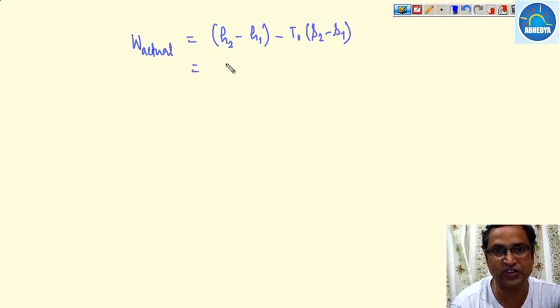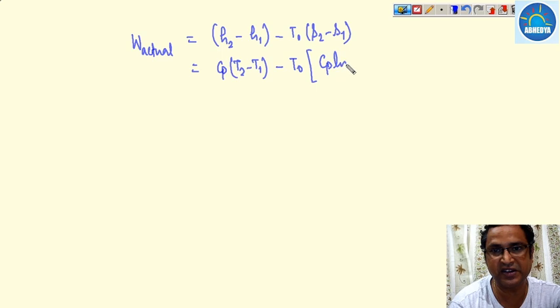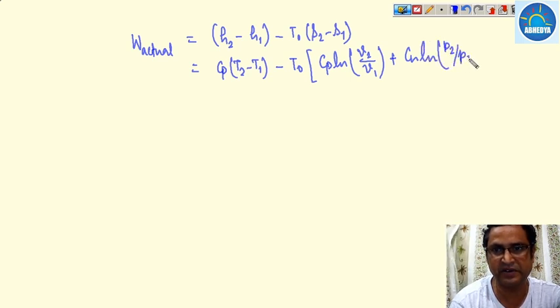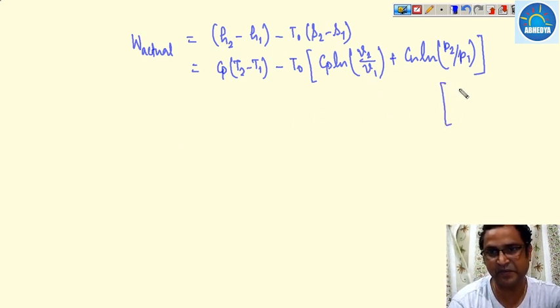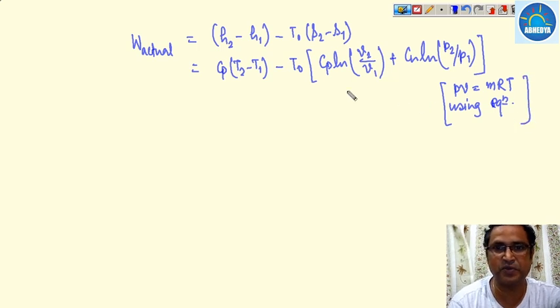Now the value of H2 minus H1 is Cp (T2 minus T1), and T0 times (S2 minus S1) can be written as Cp ln V2 upon V1 plus Cv ln P2 upon P1. Now all the conditions are known to us. V2 upon V1 we can find using PV equal to mRT, so we can easily find out the actual work.